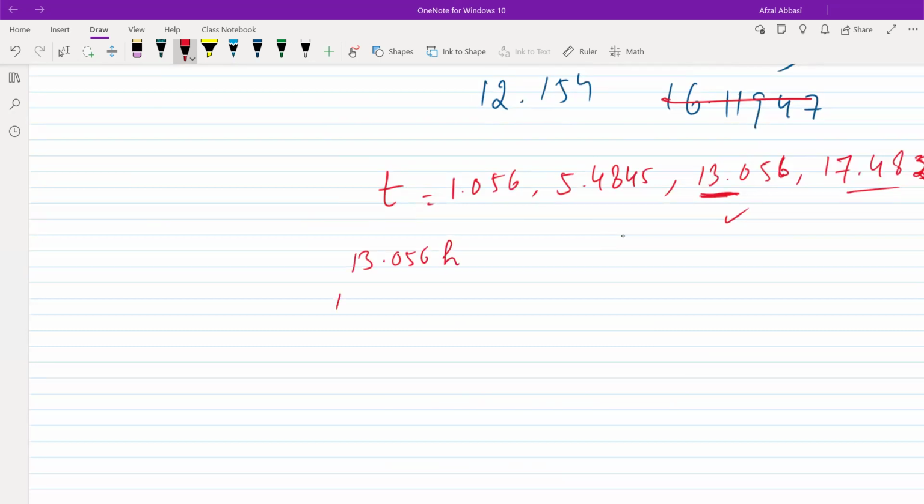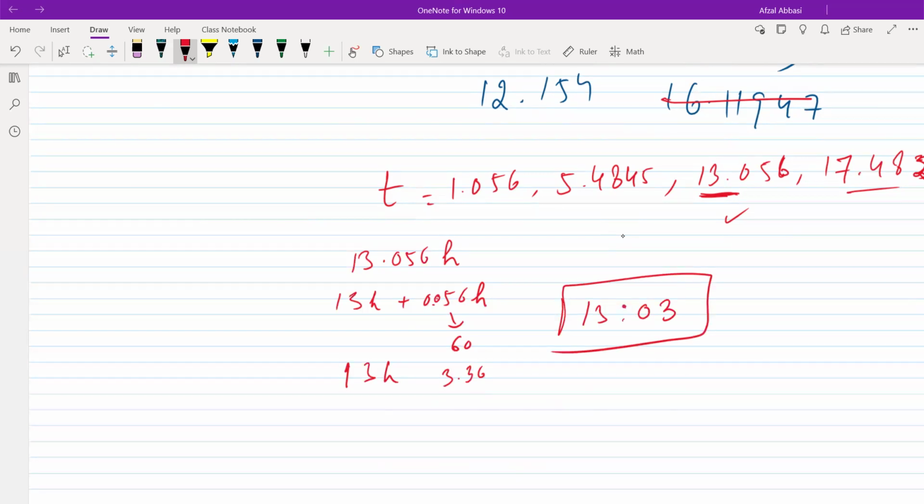So we can split that. It is 13 hours plus 0.056 hours. And we can change this into minutes by multiplying it by 60. So any time in hours, we can change into minutes by multiplying it by 60. 0.056 times 60. I think I missed 0.05. It gives us 3.36, 13 hours. So that means the time of the day was 13:03.